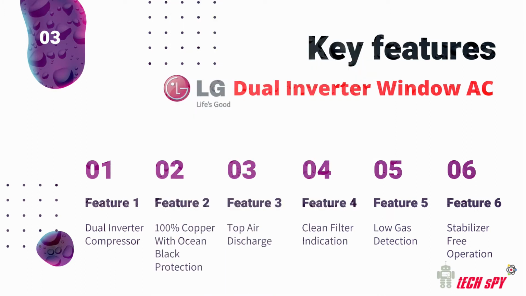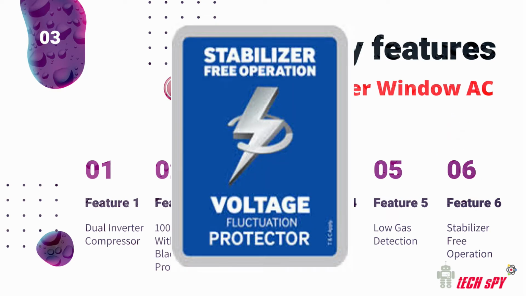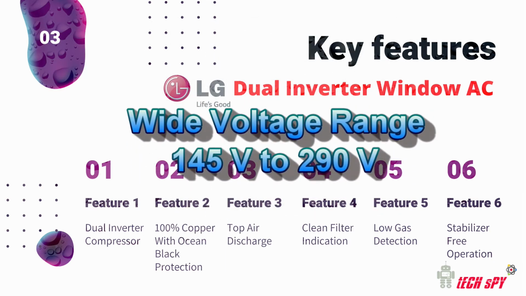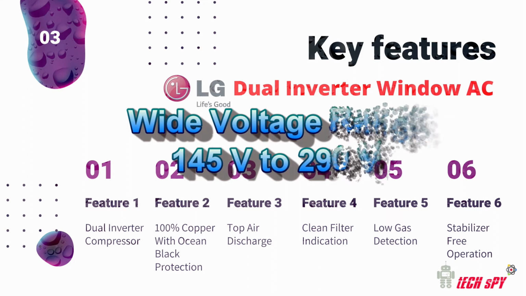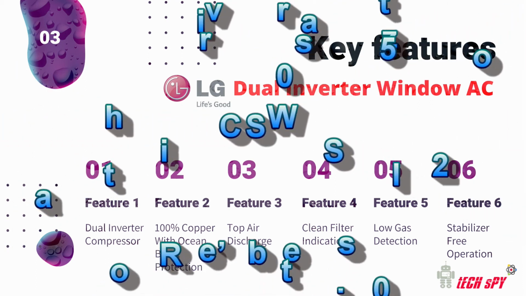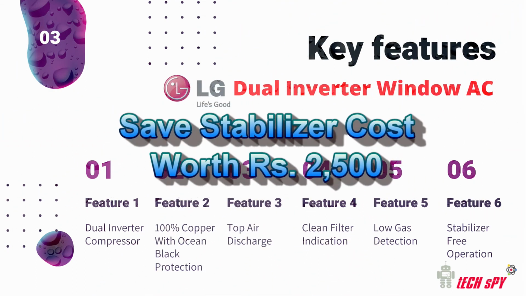Feature number 6, but not the least, stabilizer free operation. The voltage operation range of this AC is very wide. It works from 145 volt to 290 volt. A huge operating voltage range, so there is no need for an external stabilizer. You can save around 2500 rupees. No need to buy any stabilizer.